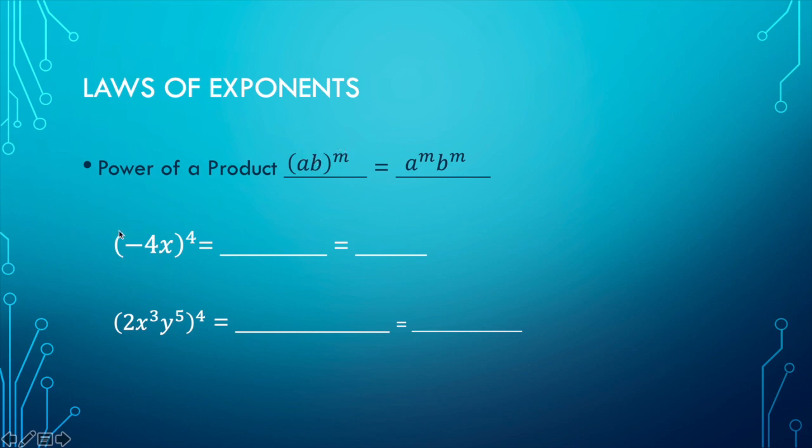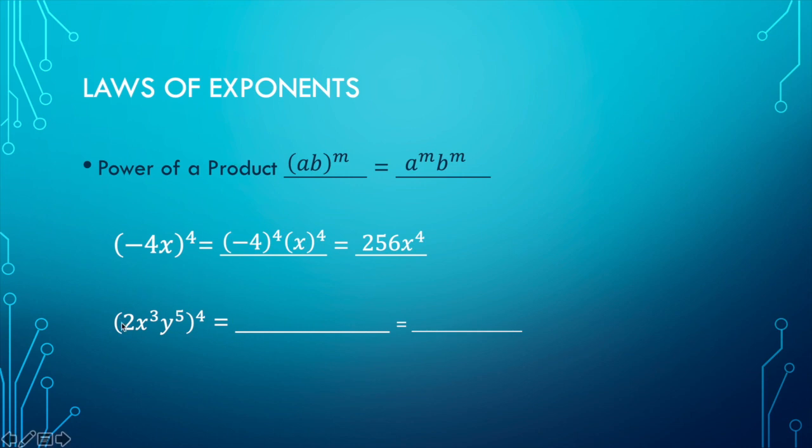So if I'm looking at this example, I've got negative 4x, and that whole thing is raised to the 4th. Well, that 4th power will be applied to the negative 4 and also to the x. So it will look like this. Negative 4 to the 4th times x to the 4th. Okay, well, negative 4 to the 4th is positive 256 times x to the 4th.